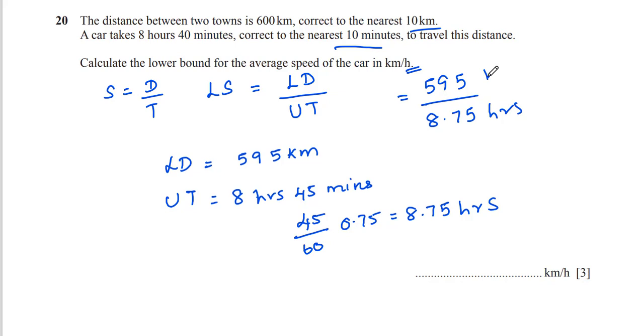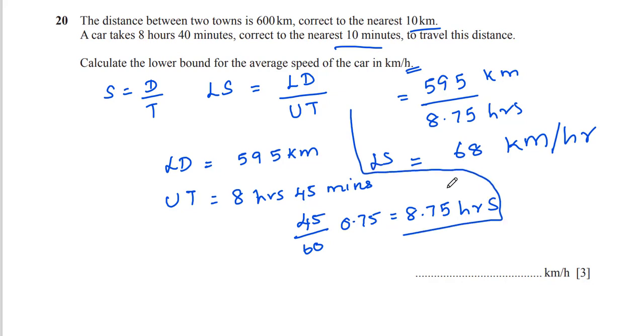So this is kilometers per hour. If you divide this, you'll get 68. So the speed is 68 kilometers per hour. This is the lower bound of speed. So 68 kilometers per hour is the answer.